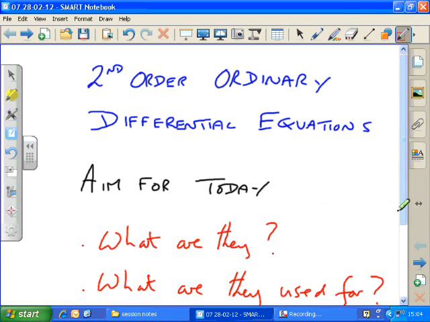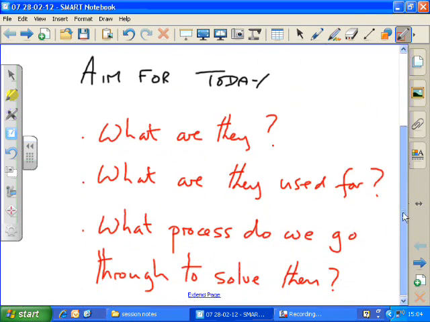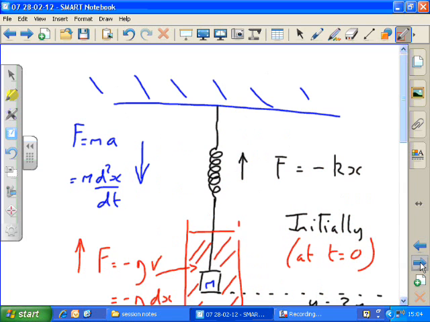Today's video lecture is to introduce second order differential equations, and the aim for today is to talk about what these things are, what they are used for, and what process you go through to solve them. And this process is of course what we're really aiming to be able to do. I want to introduce it by way of looking at an example.